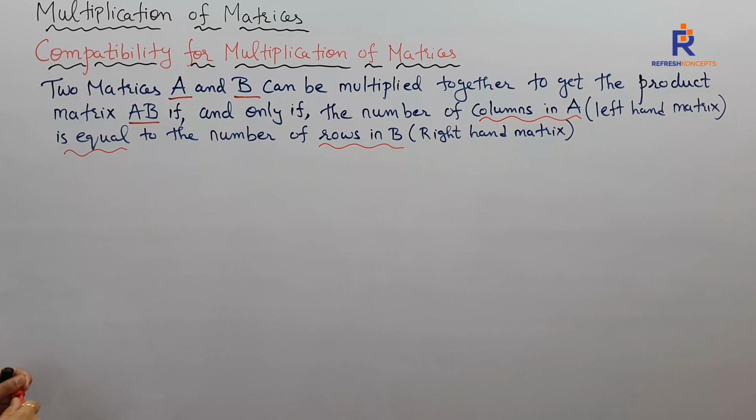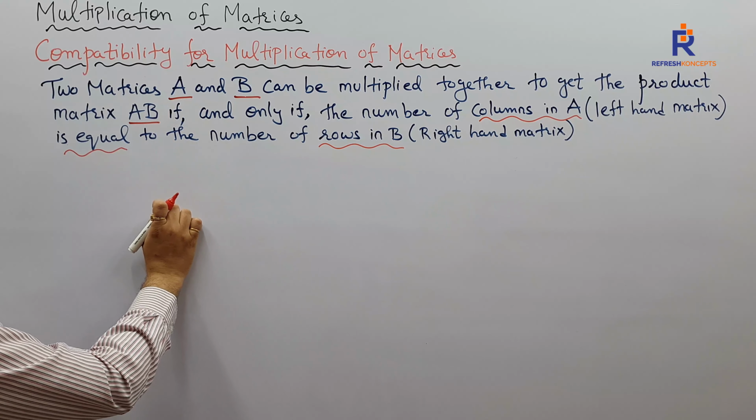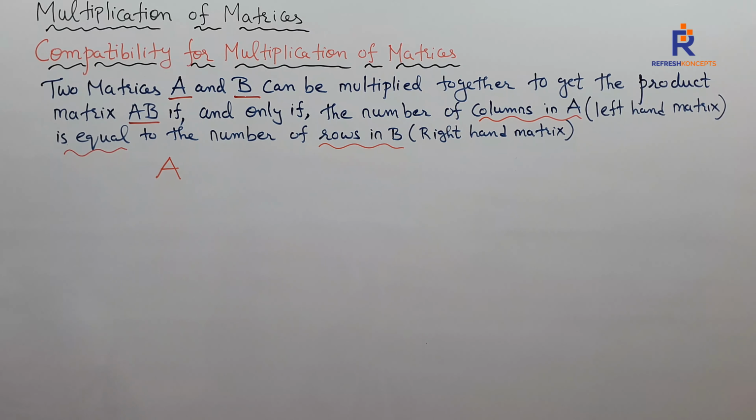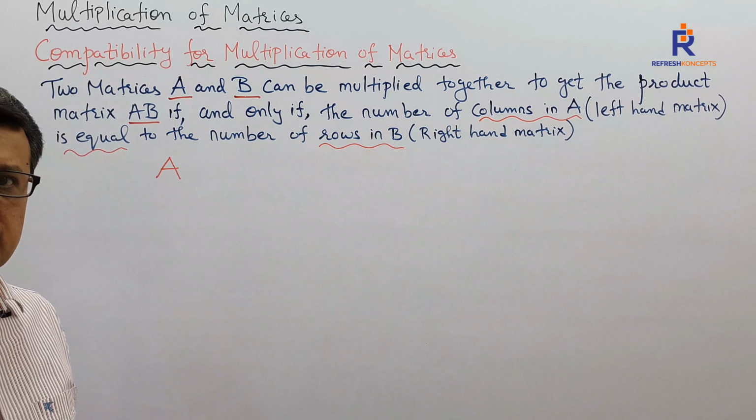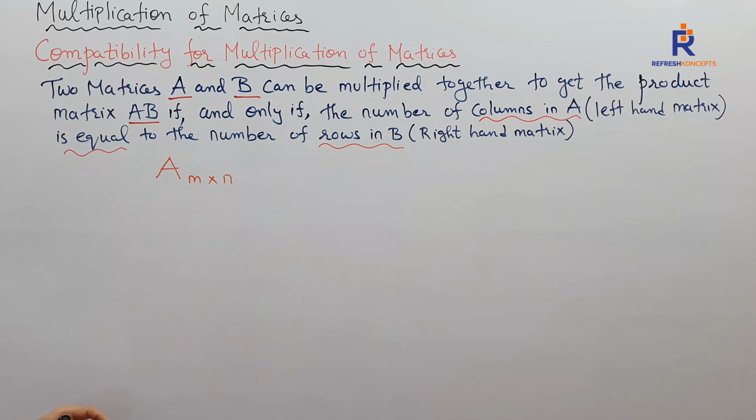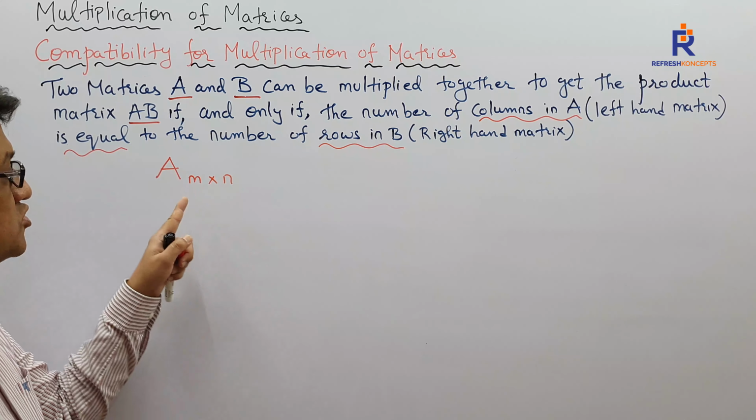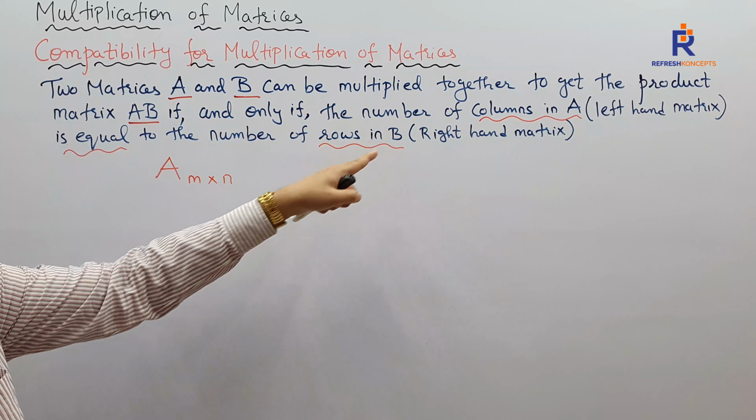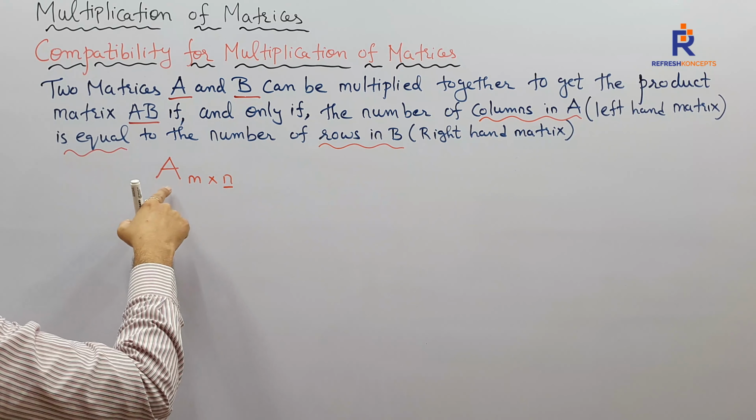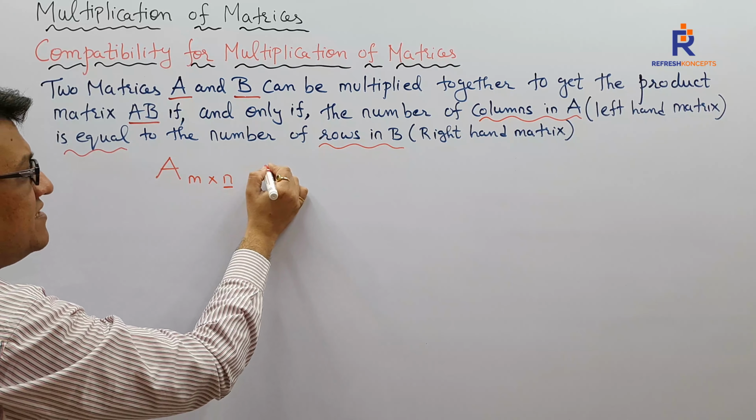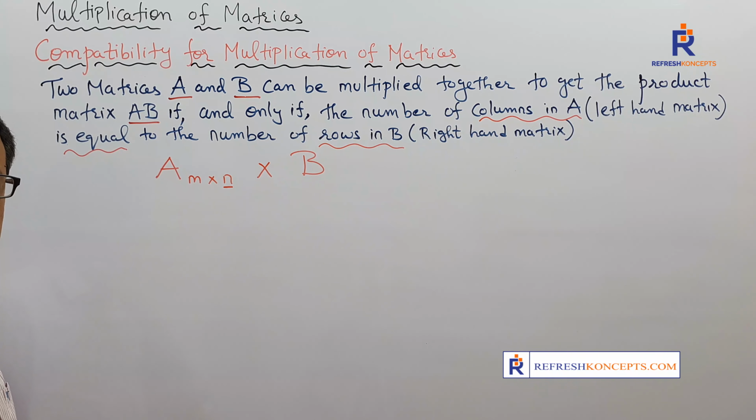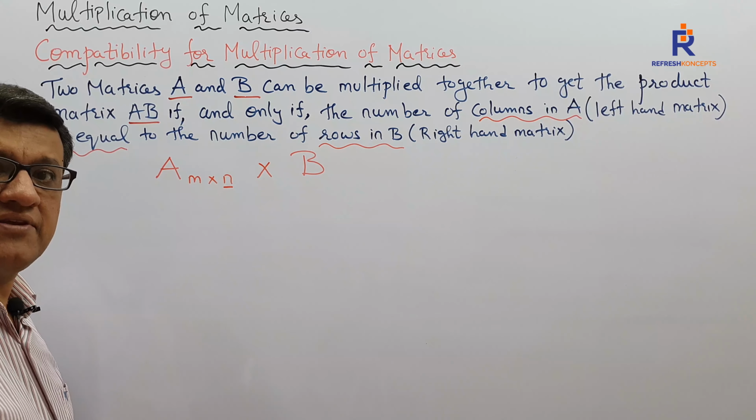Picture will be more clear. So what the compatibility test says is that if I have matrix A, naturally some kind of order will be there. So we are presenting matrix A with the order m into n. What is the number of columns in matrix A? n. Now I need to multiply matrix A with matrix B, so matrix A is getting multiplied with matrix B to get the resultant matrix AB.